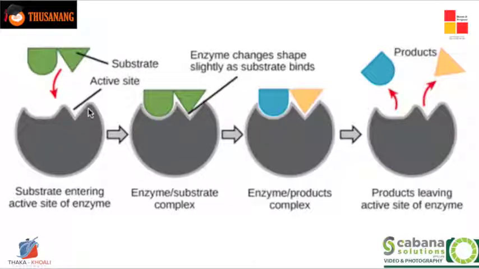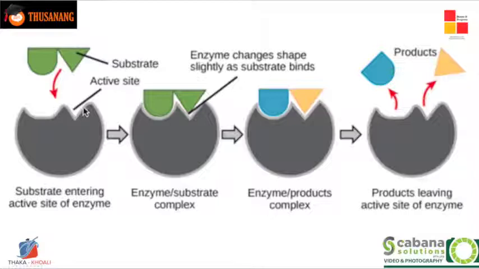Therefore, when the site is denatured, meaning the shape is distorted, it will no longer be able to bind to that specific substrate to create the enzyme substrate complex. Therefore, it will not be able to speed up the reaction anymore. It will not be able to catalyze the reaction anymore when the shape of the active site is changed.